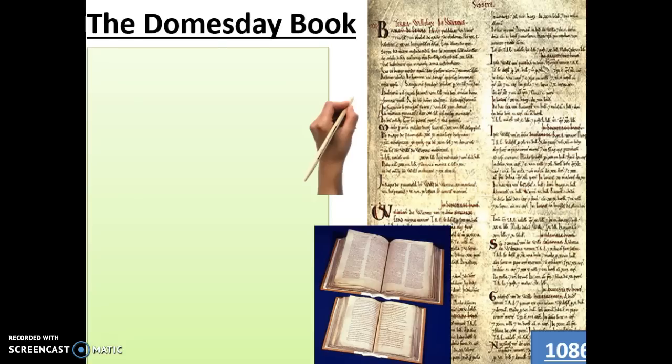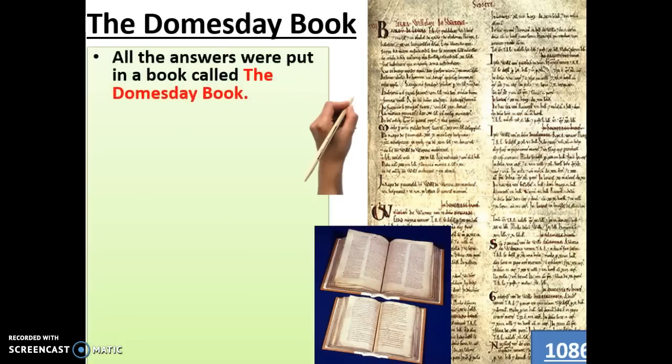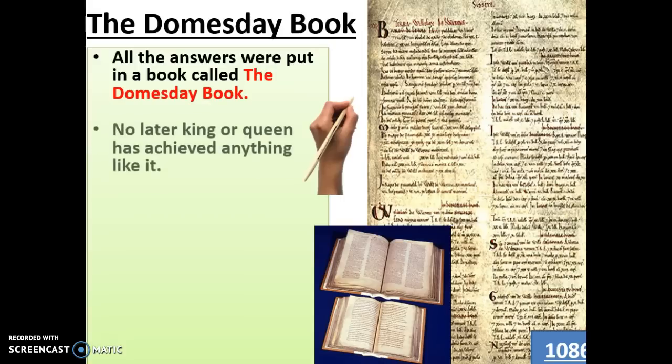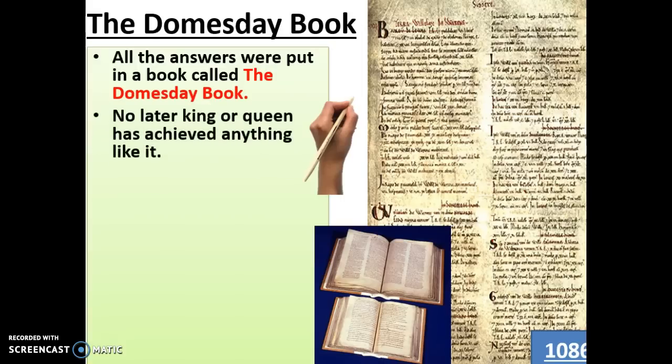Okay, the Domesday Book. All the answers from the survey about how much land people have, what they own, all those things, were put together in a book called the Domesday Book. No later king or queen has achieved anything like it. Today, you can still go and see it in London.